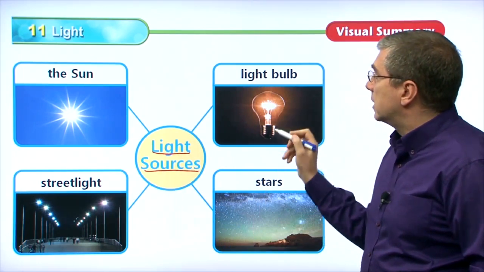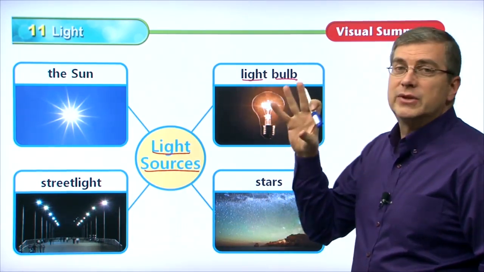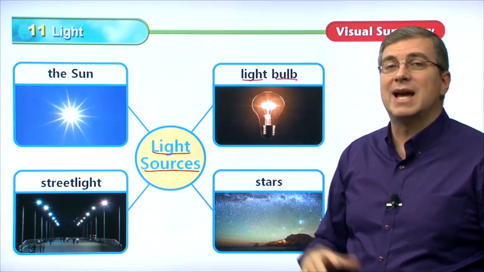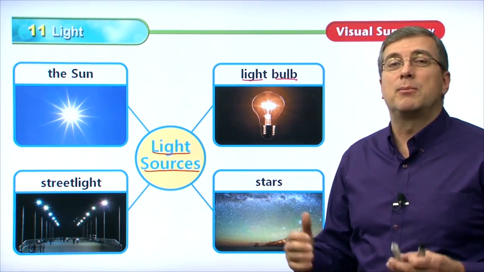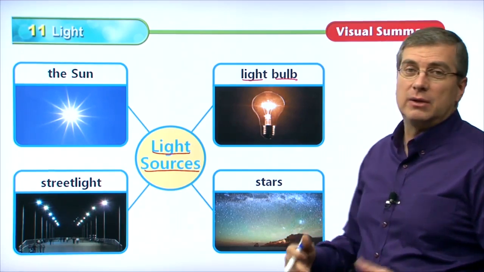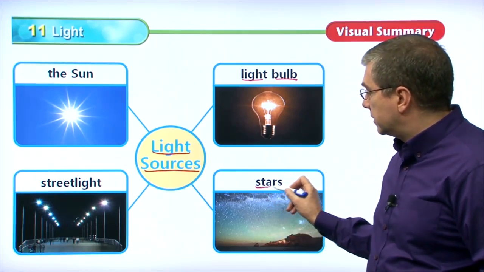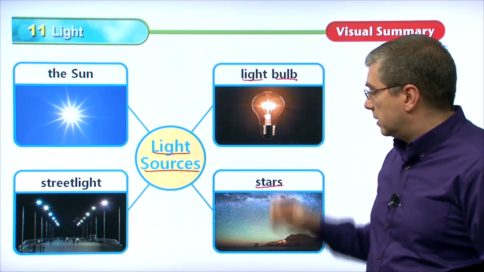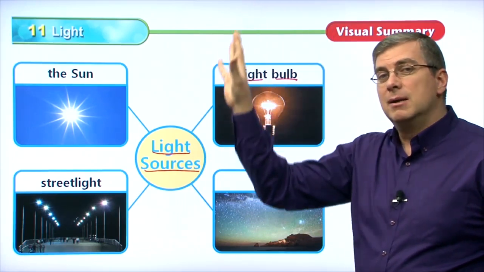So then we can use light bulbs, a light bulb. This is a light bulb. It gives off light. And of course, we use that inside our homes, inside our classrooms. Also very important at night, we turn on the lights to give ourselves light. Over here, light source is stars. Stars give off light, right? We can see a lot of light in the night sky. We can see many points of light.